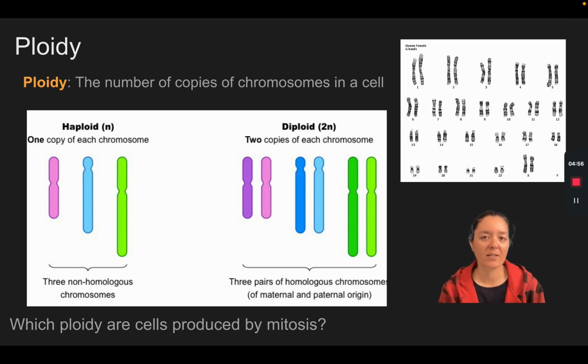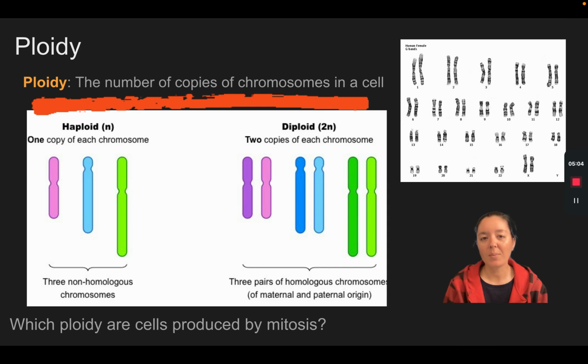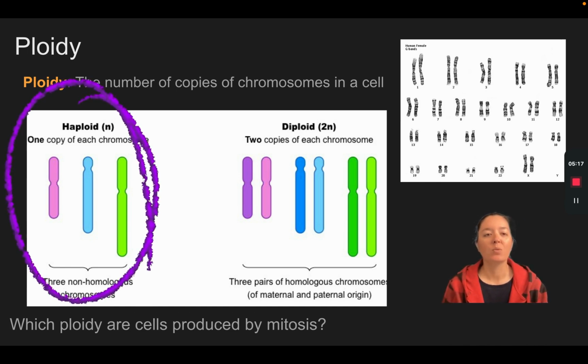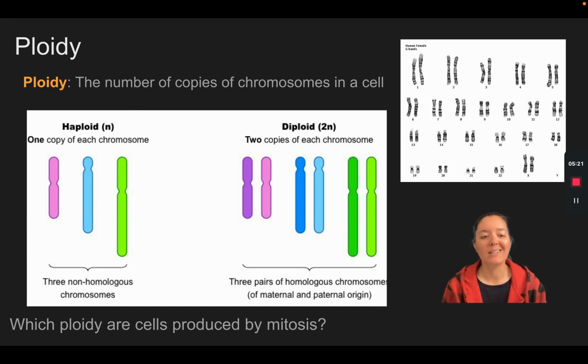That brings us to our next vocab word, ploidy. Ploidy is the number of copies of a chromosome in a cell. Here are some different words for different ploidies. Haploid is 1 copy of each chromosome. So here we have 3 non-homologous chromosomes. They do not have the same information. They are different sizes. They have centromeres in different places. They likely have different genes.